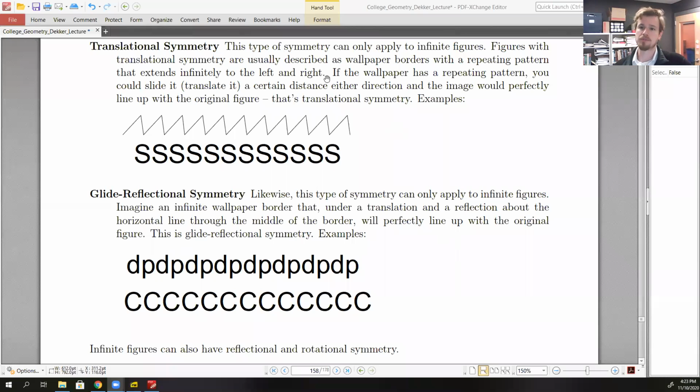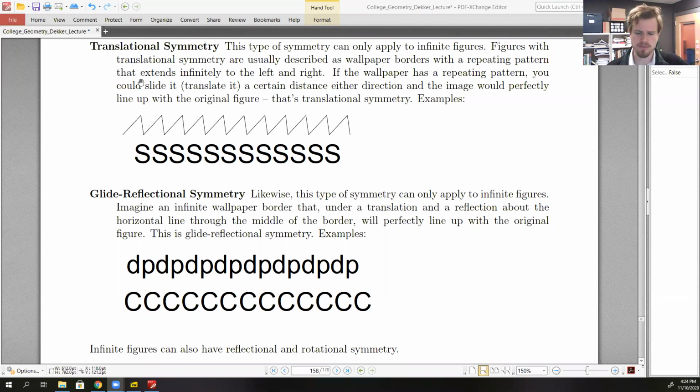There are two types of symmetry for these figures. Translational symmetry, so moving things to the left and to the right for our examples, or glide reflection symmetry. In this case, what we usually do is we reflect over a horizontal line and then move to the left or to the right to get things to line up again.